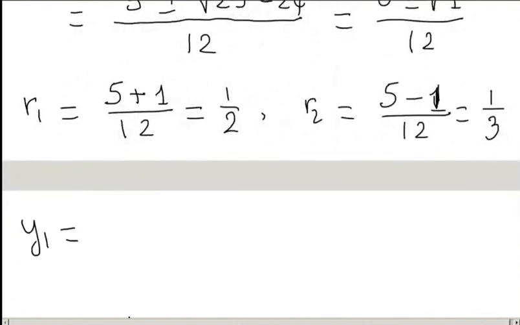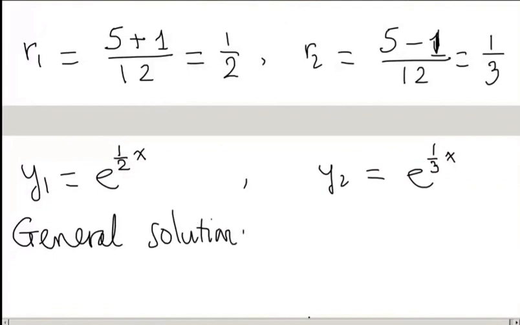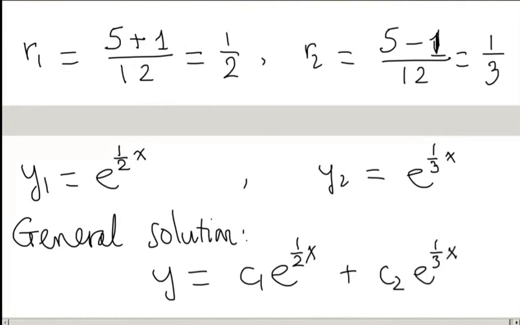So y1 will be e to the a half of x. And y2 is e to the a third of x. These two roots, R1 and R2, are distinct. And so y1 and y2 form a basis of the solution space. Then we have a general solution: y equal to C1 y1, e to the a half x, plus C2 y2, e to the a third x.